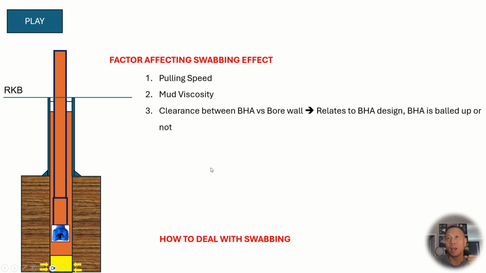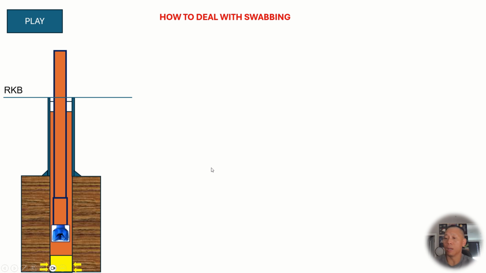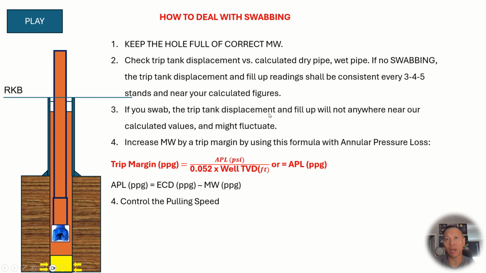All right, and now how are we going to deal with the swabbing? The key thing is we must always keep the hole full of correct mud weight. How to do that? We check the trip tank displacement versus our calculated dry pipe and wet pipe displacement. If there is no swabbing, the trip tank displacement and the fill up into the well shall be consistent every 3, 4, or 5 stands, and they are near our calculated figures. And if we swab, the trip tank displacement and the fill up will not be anywhere near our calculated values, and those figures might fluctuate.